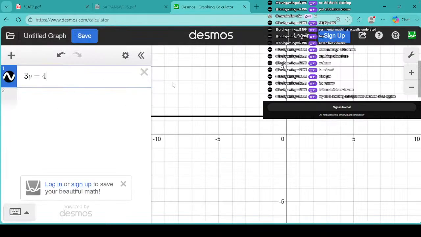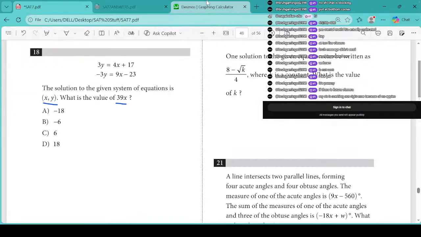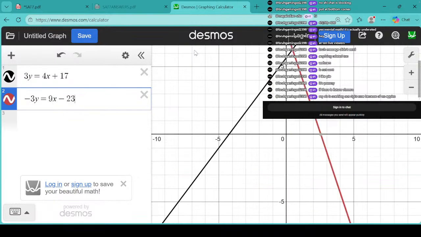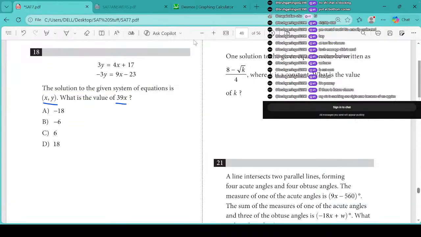3y equals 4x plus 17, and negative 3y equals 9x minus 23. And there you go, you got your solution. It's right there. Just click on a point. What on earth? Yeah, there's no fixing that. We just have to solve it manually.